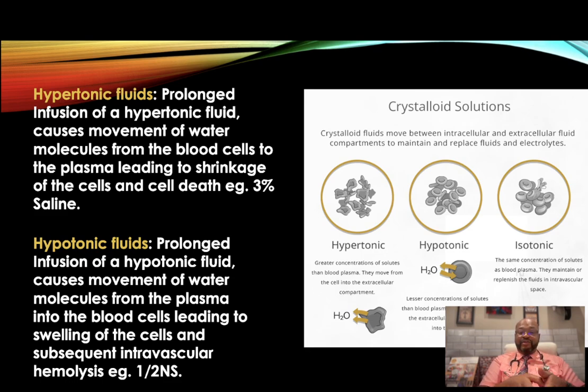For the hypotonic fluid, something similar happens. Prolonged infusion of hypotonic fluid will cause movement of water molecules from the plasma, which is now dilute and hypotonic, into the blood cells, which have more solute, leading to swelling of the cells and subsequent intravascular hemolysis. The cells would literally rupture and burst, and 0.5% normal saline can do that. It's a hypotonic fluid. And this is a diagram just trying to explain what we just talked about.